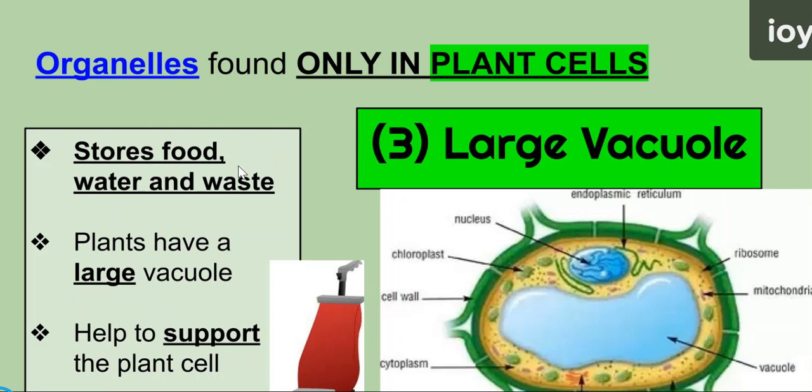Inside of the plant cell is a large swimming pool called a vacuole. This vacuole not only stores water, but it can also store food and waste. Plants have a very large vacuole because they need to be able to store water for when there's a drought. They don't always have access to water and food. When the vacuole is full, the plant is really well supported. If plants run out of water, the vacuole empties and the plant will begin to wilt.